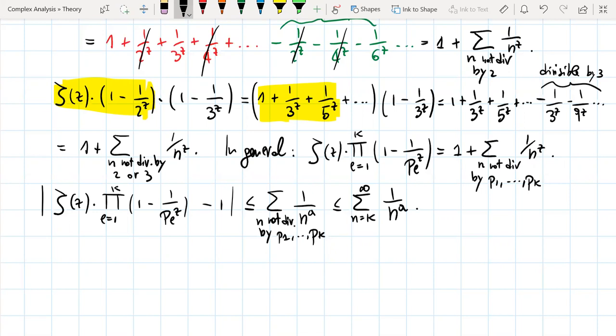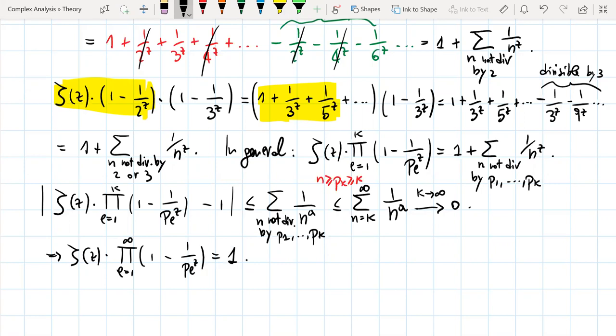Now, here we used that this n must be bigger or equal than pk, which is bigger or equal than k. Okay, and then now we found here that this is converging to zero as k converges to infinity. So we have the convergence. So this implies that zeta of z times the infinite product is equal to 1, which is exactly what we wanted to prove.